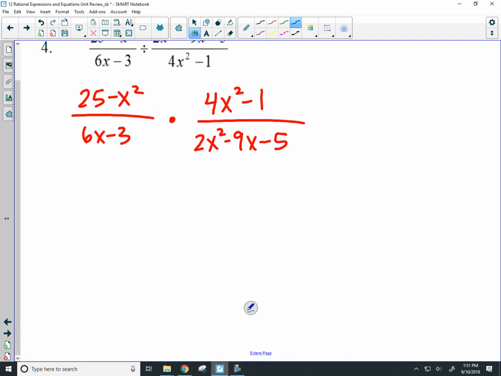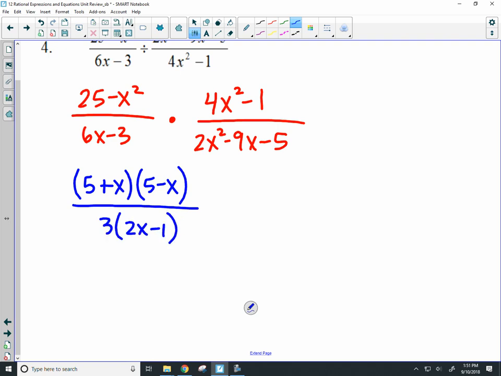So this first numerator, be careful, make sure you put the 5s first. It's an easy thing to mix up. Now in the denominator, we can just take out a 3, leaving us with 2x minus 1. Nothing cancels out so far. Move on to the second one, 2x plus 1 and 2x minus 1. So we got difference of squares up there.